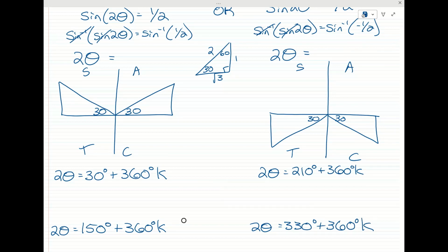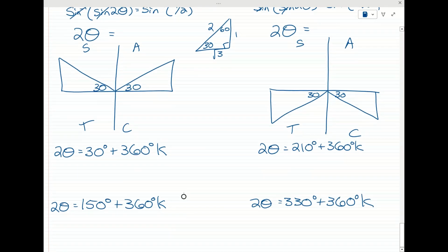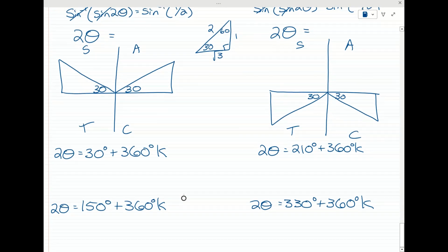Is everyone okay with where this is coming from? We had to take the inverse sine of 1/2. The inverse sine of 1/2 is 30, but we had to draw it in every quadrant where sine is positive and every quadrant where sine is negative. So to finish this, we just have to divide everything by 2.